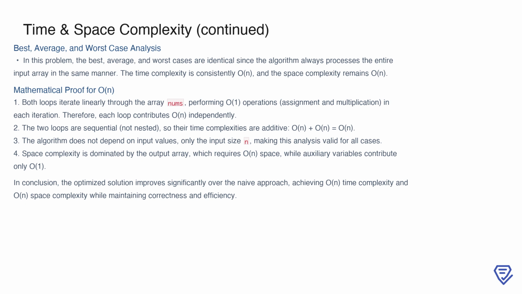To mathematically validate the time complexity, we note that both loops iterate through the input array linearly, performing constant time operations in each iteration. Since the loops are sequential and not nested, their complexities add up to n plus n, which simplifies to n. The space complexity is dominated by the output array, which requires n space, while the auxiliary variables contribute only 1. This efficient combination of time and space complexity makes the optimized solution a significant improvement over the naive approach, ensuring both correctness and scalability for larger inputs.